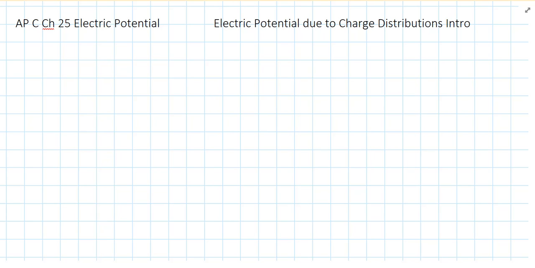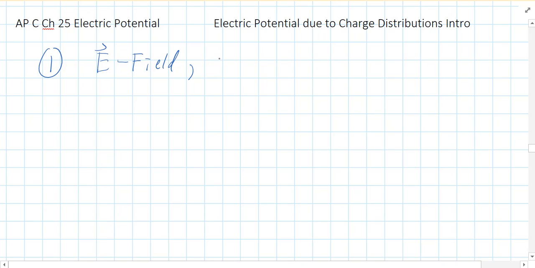Okay, so method one is if you know the electric field, if you know the equation or equations for an electric field. And again, in the previous two chapters, we've talked about how to figure out electric fields. Like we've used Gauss's law, for instance. So if you know the function for an electric field, then you're going to use delta V is negative the integral of E dot ds. Okay, we're going to call that method one.